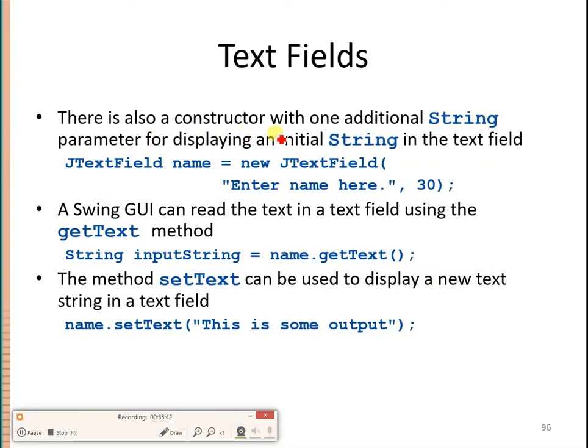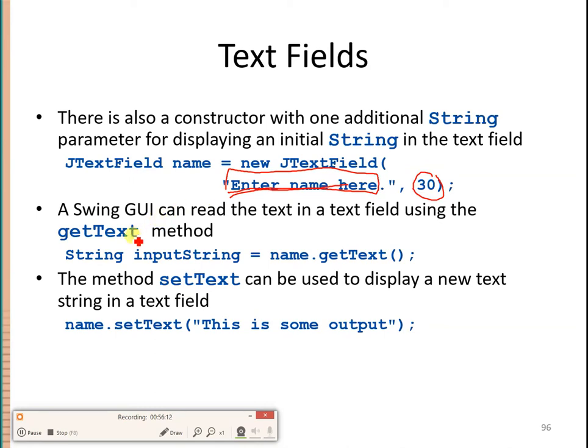There is also a constructor with one additional string parameter for displaying the initial string. So one more constructor for the JTextField is that you also specify the string, then you specify the size for this text field. You can say that this is like a default string which is going to be shown in the text field. When the user is going to type, of course this string is going to be removed, but there can be some default string which gives the hint or the clue to the user about what to type.